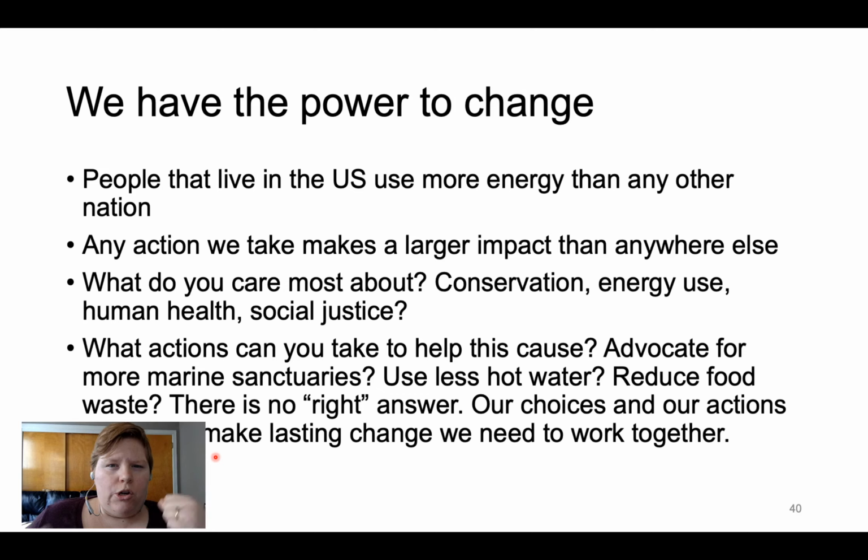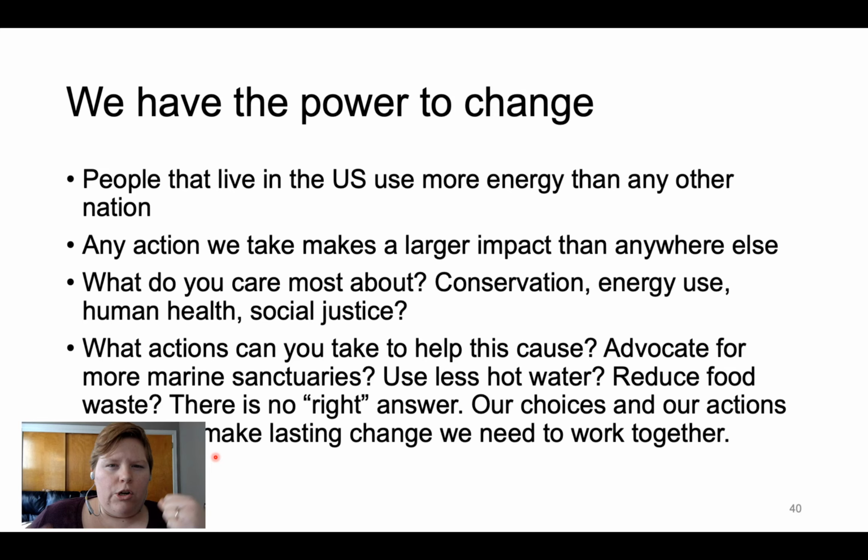So I encourage you guys to look at these infographics, to find your own information, and find something you care a lot about. So that will be different for everyone. If you're concerned about conservation and the species that are in decline, people's energy use, human health, there's a lot of implications for human health as a result of climate change, social justice, all of these different things can be related. Find a cause that you care passionately about and find some ways to help.